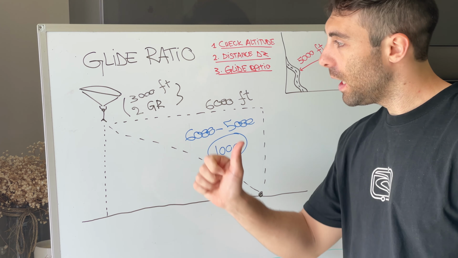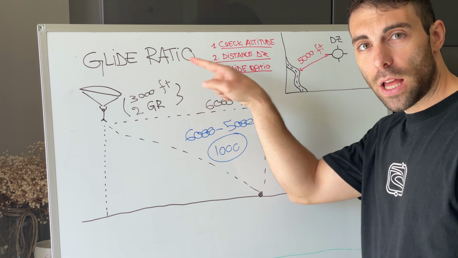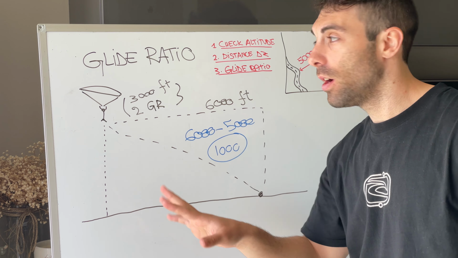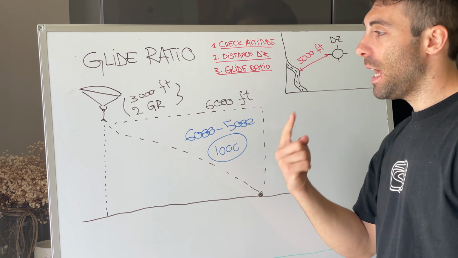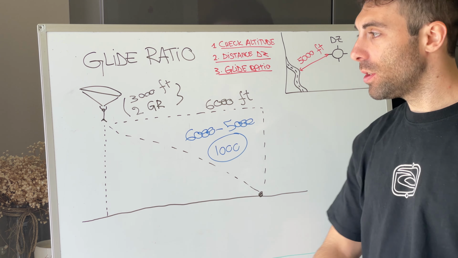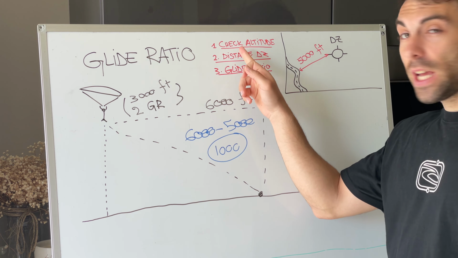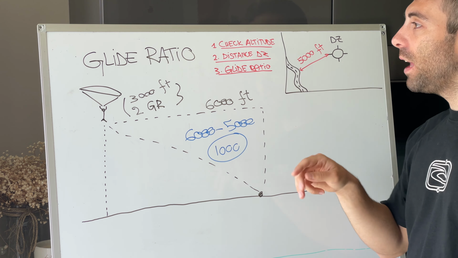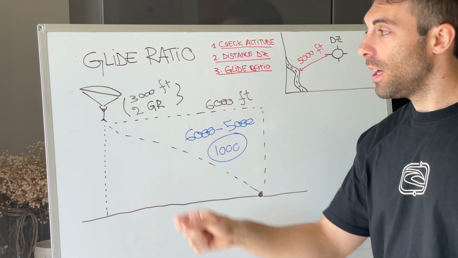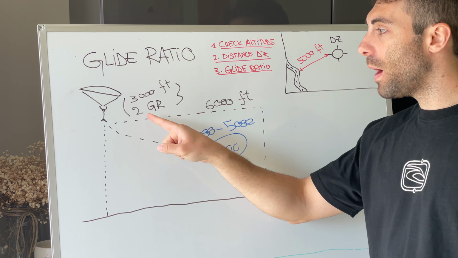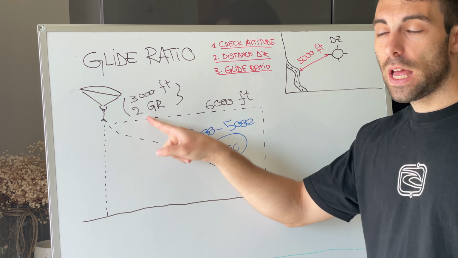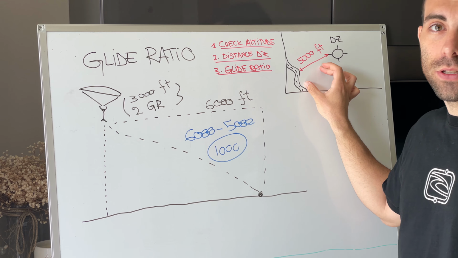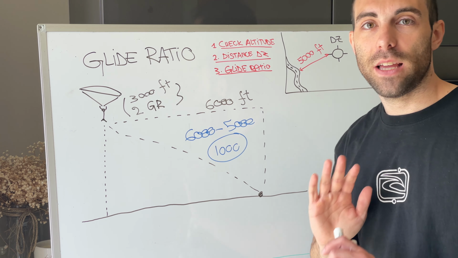First thing to know is this number, and you can measure it using a GPS, a flight site, whatever. Remember that after you open the parachute, first thing to do is check the altitude. Second, estimate the distance. And third, multiply your altitude by the glide ratio and remove the distance that you have from the drop zone. It's as easy as that.